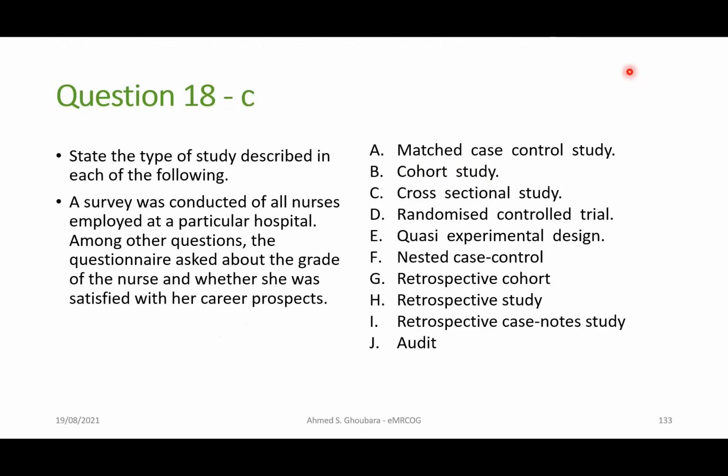The survey was conducted of all nurses employed at a particular hospital. Among other questions, the questionnaire asked about the grade of the nurse and whether she was satisfied with her career prospects.